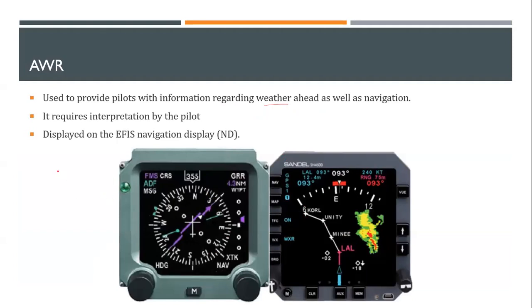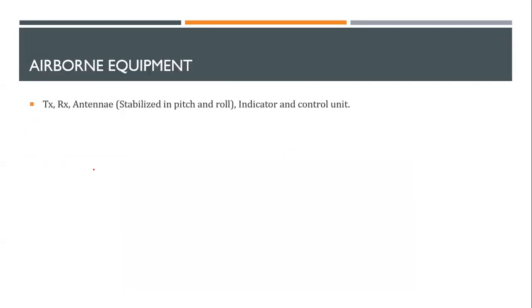Displayed on the IFIS. I've already explained IFIS, I think, right? Electronic Flight Information System. The equipment which is required for this particular radar is the transmitter, the receiver, an antenna that is stabilized in pitch and roll, the indicator, and the control unit. These are the components which are required on board the aircraft to make an AWR function.